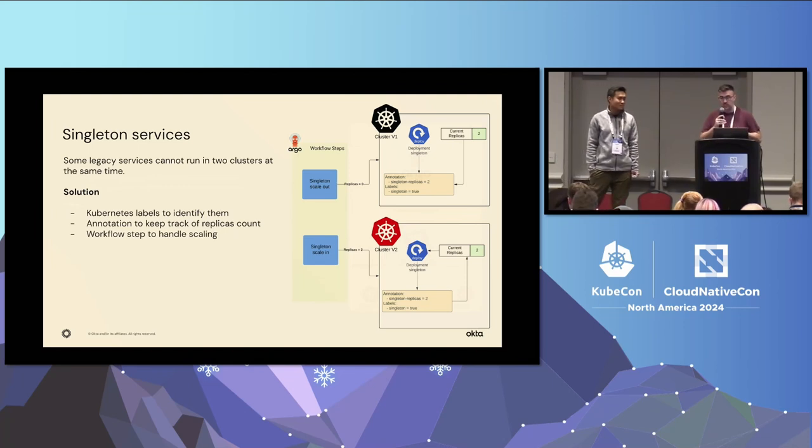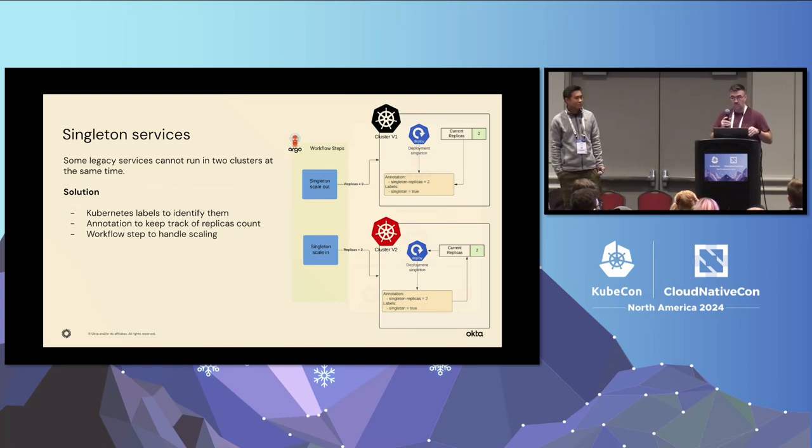And what we do is during the automation, before the Argo CD sync, we check for all the singleton services. Those services are scheduled on the new cluster, at first with zero replicas. And once the sync is done, we copy over the replica count from the old to the new cluster. We scale it down on the old cluster, and we scale it back up on the new cluster.